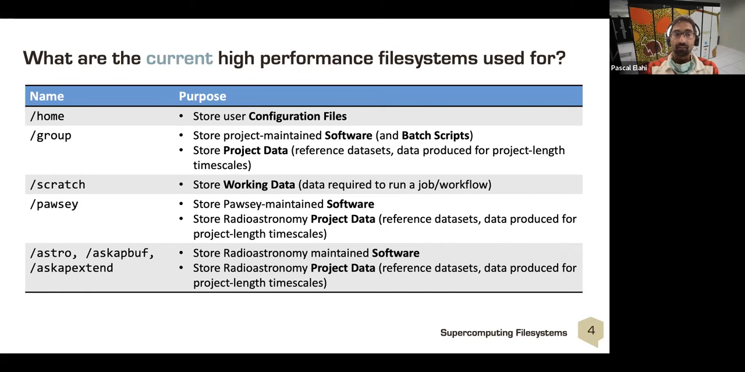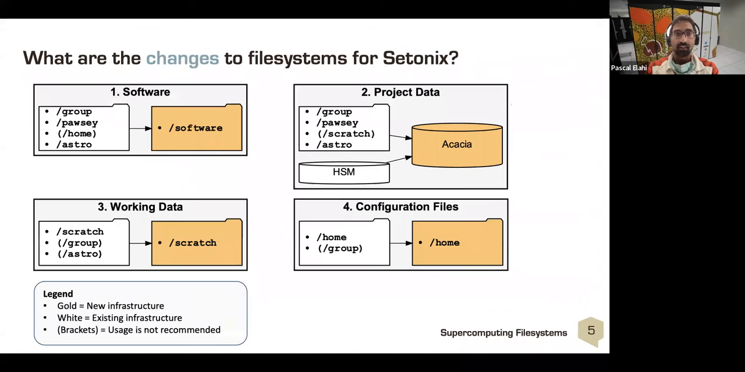The Astro file systems, ASCAP buff and ASCAP extend, these astronomy specific file systems are used for a variety of things, such as storing software and project data. Now, those are Astro specific. So for most users, they would not necessarily have interacted with these file systems. But if there are some questions later on, perhaps we can discuss it.